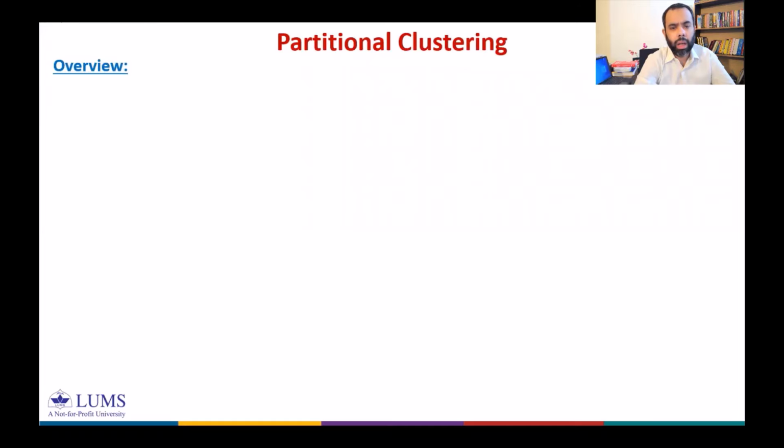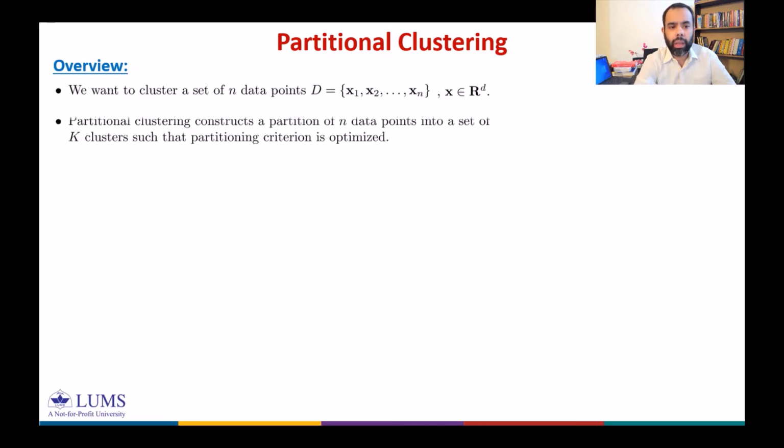In partitional clustering, we have a data set D of n points where each data point is in the d-dimensional real space. Partitional clustering constructs a partition of n data points into a set of k clusters such that the partitioning criterion is optimized. This criterion could be that we should have more compact clusters, or that the interseparability of clusters is maximized. So we could have different partitioning criteria, and we can use this clustering to carry out partitioning of the data in the feature space.